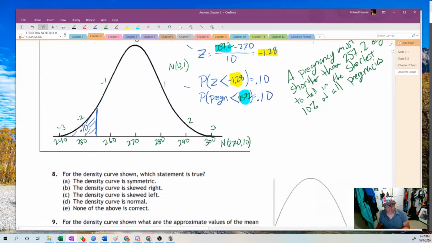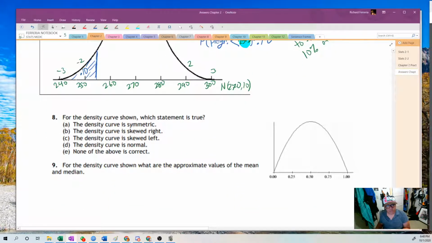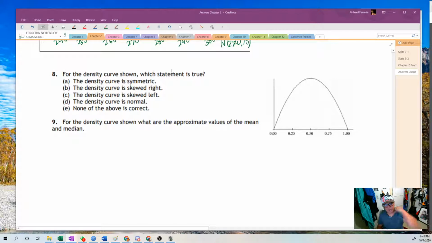Let's take a look at our next question. This is kind of a 2-for-1 question. So question 8, which is true for this density curve over here? Is the density curve symmetric? Yes, it is. Which means it's not skewed right. Which means it's not skewed left. Is it normal? No, it's not normal. Remember, a normal curve has those points of inflection right here and here. This has no points of inflection at all. So this is not a normal curve. So the only one that's correct is letter A. This is a symmetric curve.